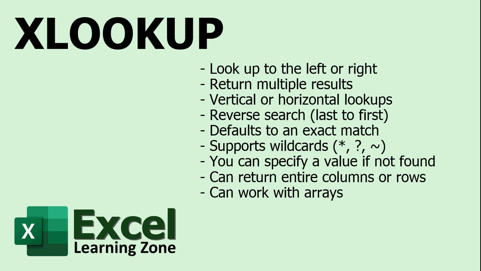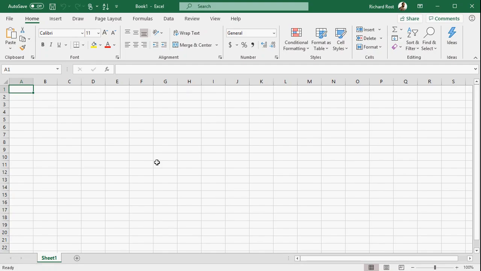You can do a reverse search, which means you can start from the front of the list or the bottom of the list, front or the back. That's handy if you're looking up someone's most recent order, for example. XLOOKUP defaults to an exact match. It supports wildcards. You can specify a value if the item isn't found in your lookup list. That's handy. And for the more advanced users, XLOOKUP can return entire columns or rows, and it can work with arrays. Let's do a quick review of the old function VLOOKUP first.